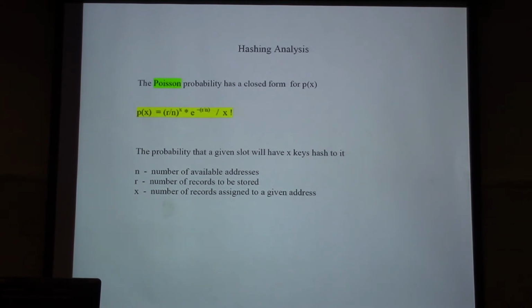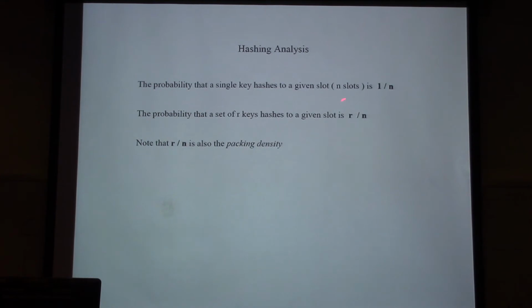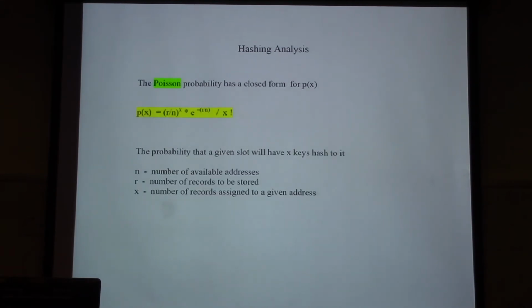Okay, so the idea is this R over N is usually in the Poisson distribution called lambda. It's usually called lambda, and lambda is sort of the probability. But if you look at R over N, it is the probability of being targeted, of any slot having somebody hashed to it. It's the probability of a slot having a record, at least one record. It's going to be R over N, whatever R and N are. So this is nothing more than the packing density, but it's also the probability parameter of this one.